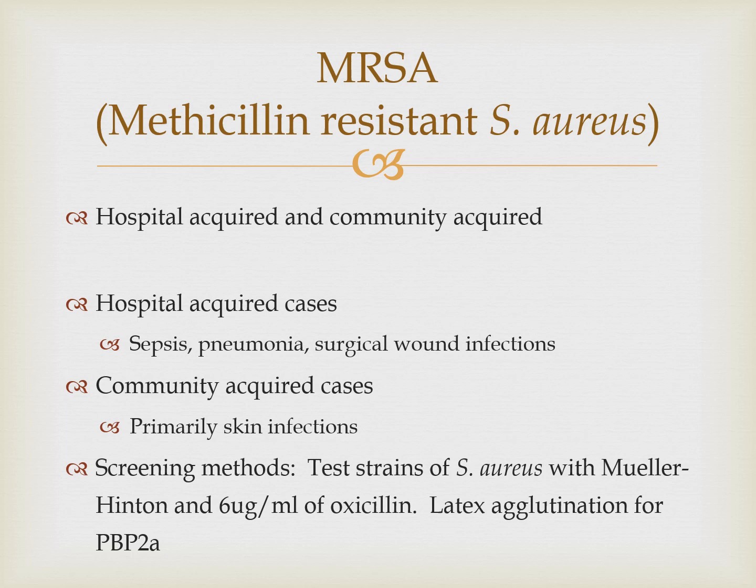Now, we can screen for MRSA a couple different ways. One way we can screen for MRSA is taking our Staph aureus and putting it on a Mueller-Hinton agar with 6 micrograms per mil of oxacillin. If your bug grows on that oxacillin plate with the 6 micrograms per mil of oxacillin, that Mueller-Hinton plate, then we know it's an MRSA. Probably the most common way to test for MRSA, but this is an expensive test, is just a latex agglutination test, and that's for what's known as the PBP2A antigen.